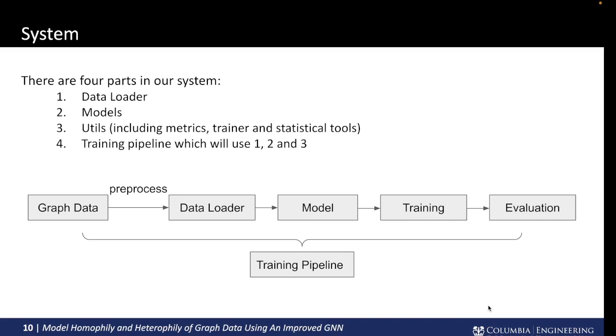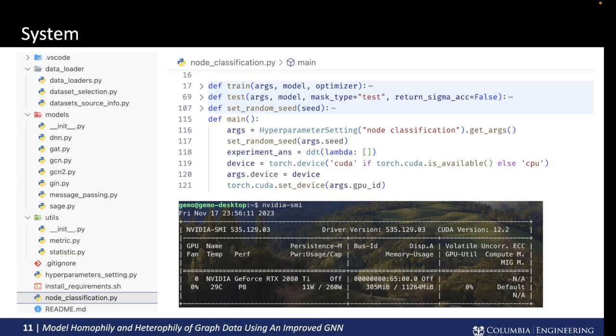And this is the introduction of our system. For the machine learning system, there are 4 parts: a data loader, modules, utils, and the training pipeline, which will use all 3. So this is our code. This is our report of the machine learning system. It is composed of the data loader, modules, utils, and the node classification main file. And we use an NVIDIA 2080 Ti to train our model.